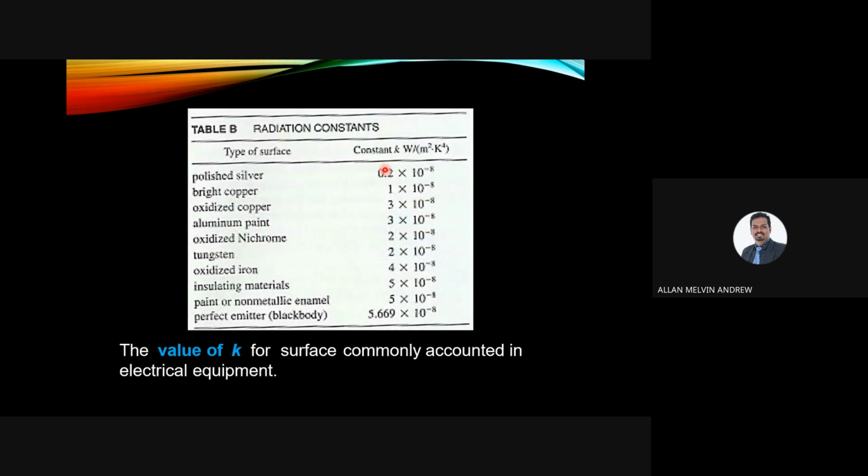Okay, so these are the radiation constants which were already calculated by the engineers. For certain materials, actually we have an extended list of these radiation constants, but for this example, I only take this. So we can see different materials have different values of K, the radiation constant.